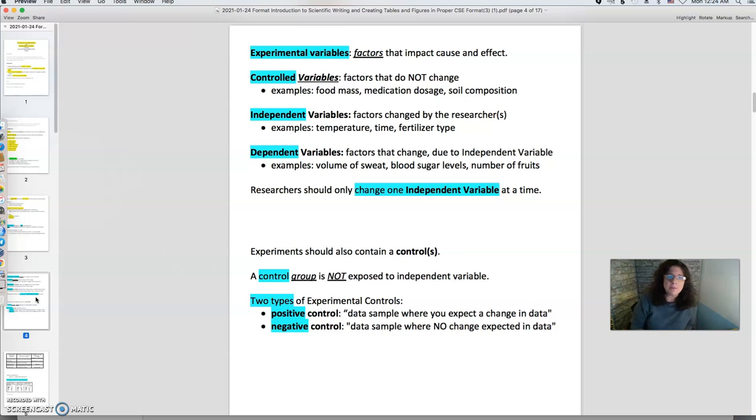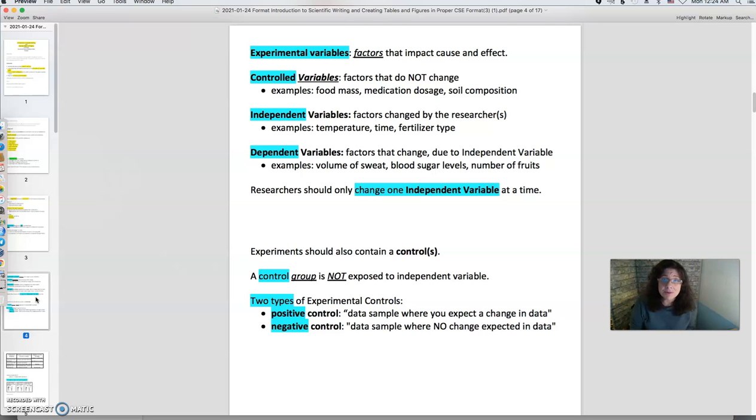if the dog ate their food in a very hot room, I recognize there it says volume of sweat. Maybe you say volume of saliva produced, because we know that dogs salivate more to cool their bodies when they're hot. Okay? So you would be able to measure that volume, and that volume would depend on the change in temperature that you produce with the independent variable.